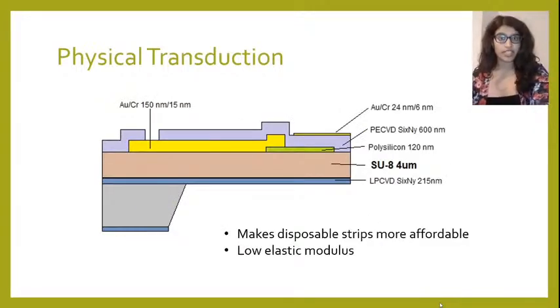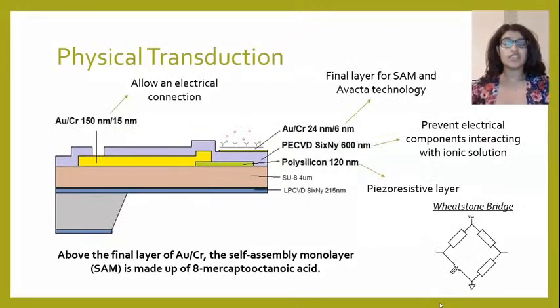Following is a 4 micrometer polymeric layer of SU8. We chose this less commonly used material as it makes creating disposable strips more affordable. It also has a low elastic modulus, resulting in a greater deflection. The piezo-resistive layer is made up of 120 nanometer thick polysilicon. A layer of gold and chromium nanoparticles allows an electrical connection for wire bonding. To prevent the electrical components interacting with the ionic solution, a 600 nanometer thick nitride film is laid above.